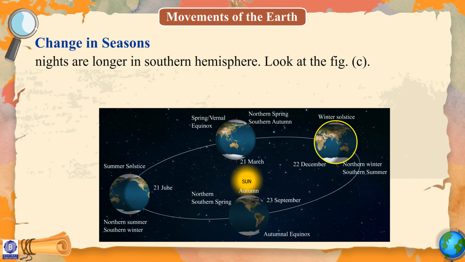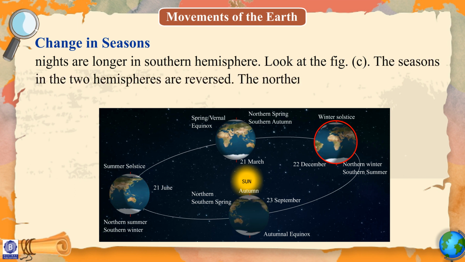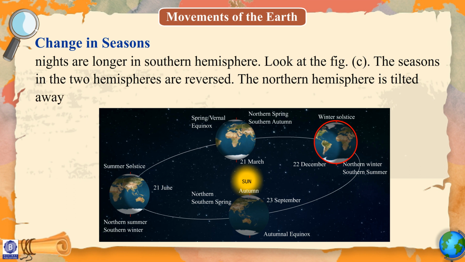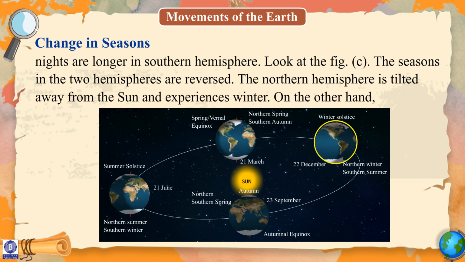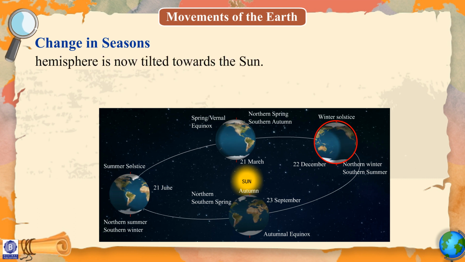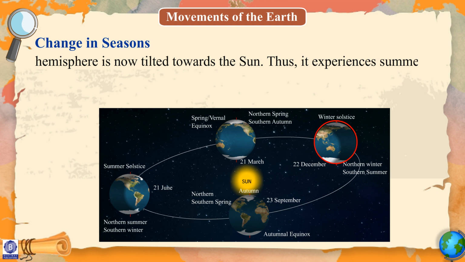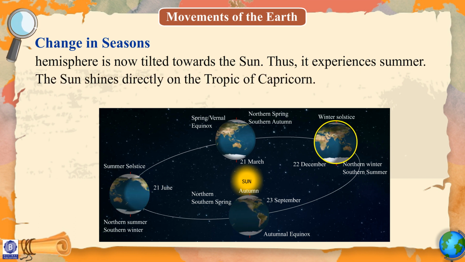Look at the figure C. The seasons in the two hemispheres are reversed. The northern hemisphere is tilted away from the Sun and experiences winter. On the other hand, the southern hemisphere is now tilted towards the Sun. Thus, it experiences summer. The Sun shines directly on the Tropic of Capricorn.